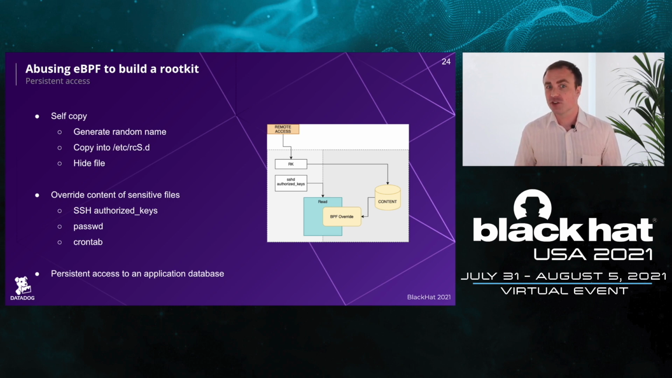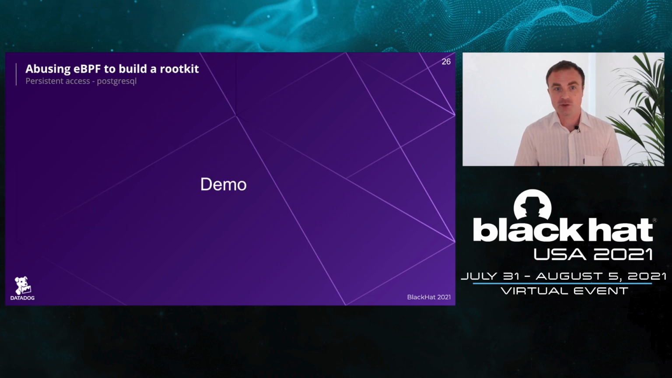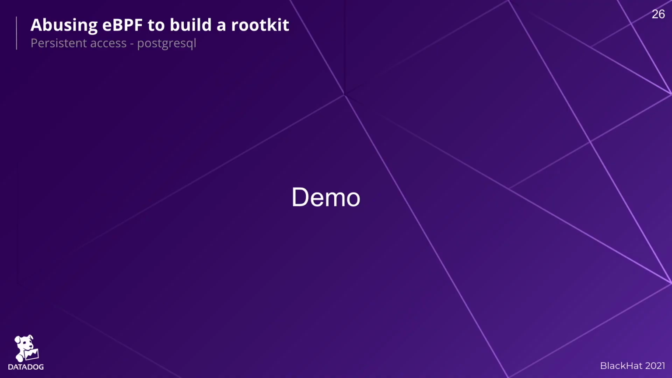Persistent access to an application database can also be set up using another type of eBPF program called uprobes. So conceptually, these are eBPF programs attached to user space functions. In addition to being safer and easier to use than ptrace, they offer a valuable advantage. The kernel will automatically set up the hooks on every new instance of the program. So let's see an example targeting PostgreSQL.